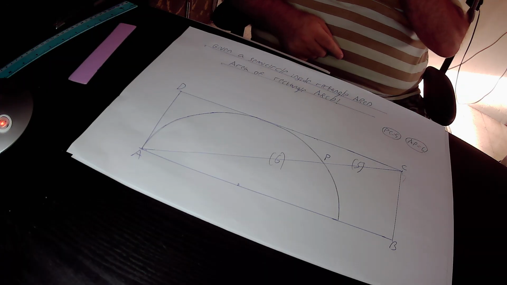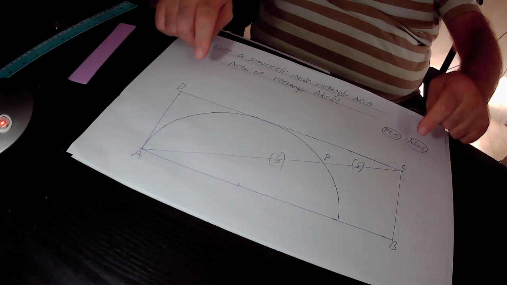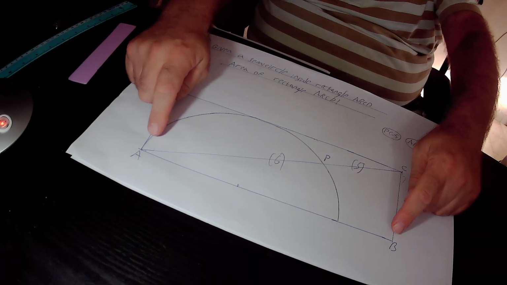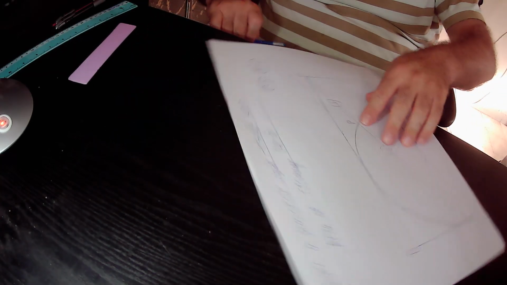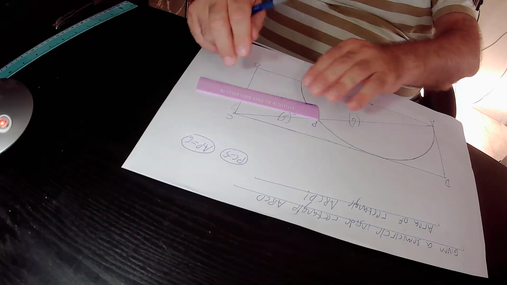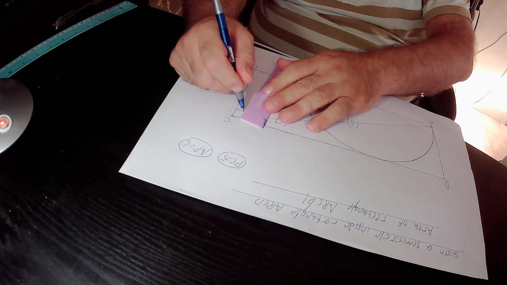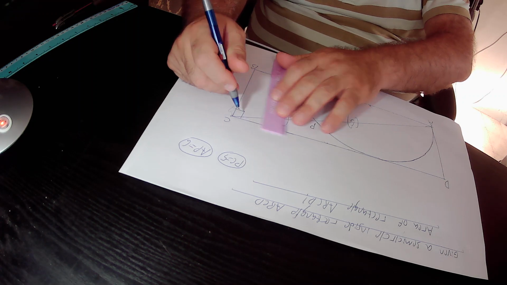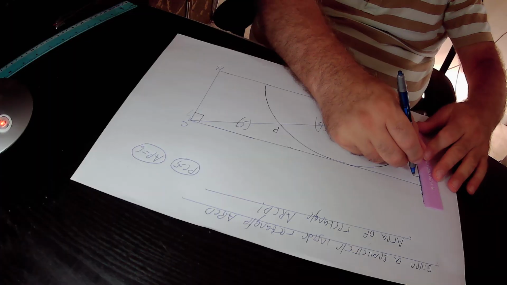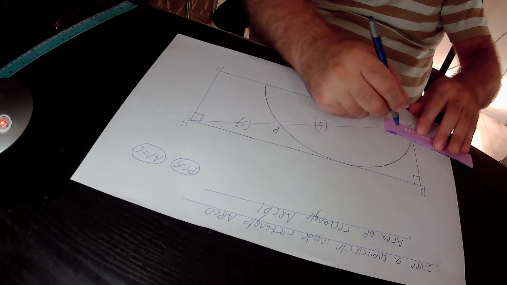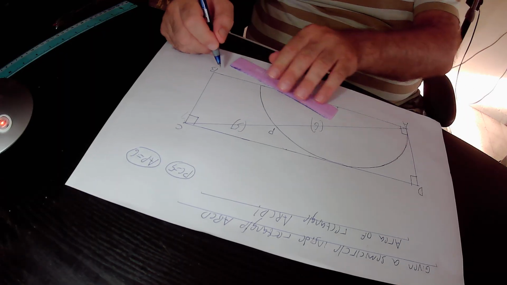So first of all, because ABCD is a rectangle, those four angles inside the rectangle ABCD are right angles. This is a right angle. This is also a right angle. This is a right angle. This is also a right angle.